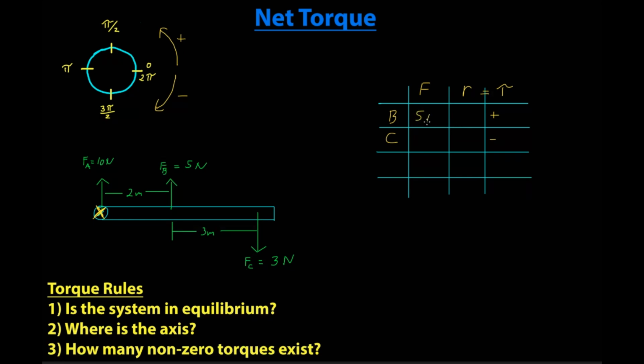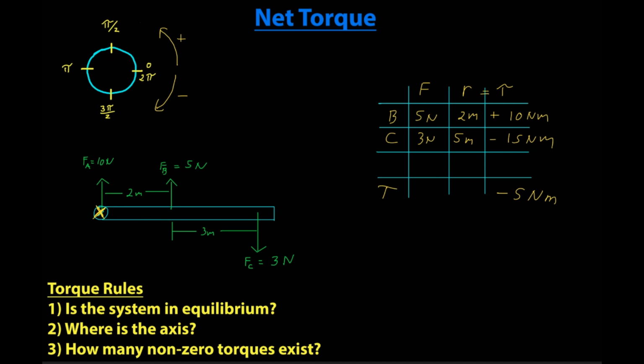Force for B is 5 newtons. The radius for B is 2 meters. That would give us positive 10 newton meters. The force for C is 3 newtons. The radius for C is 3 meters plus the 2 meters to the axis, a total of 5 meters. And I get negative 15 newton meters. Therefore, my total would be negative 5 newton meters. This would be my net torque in this situation.